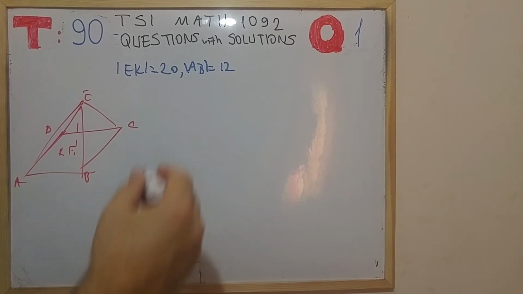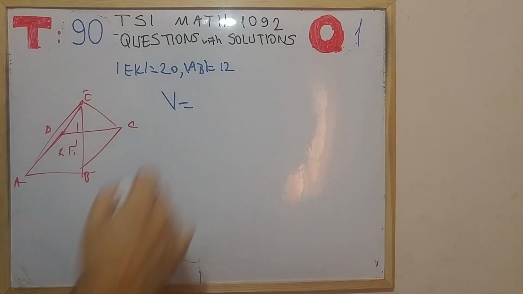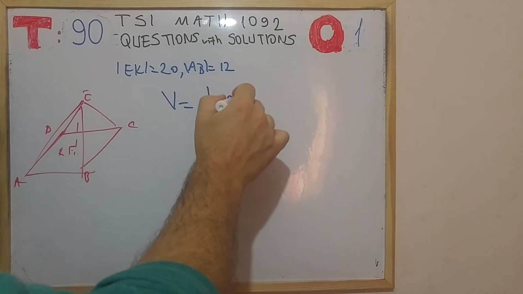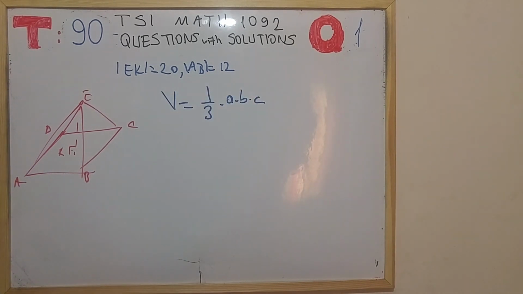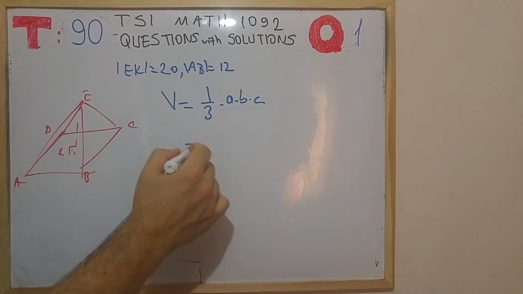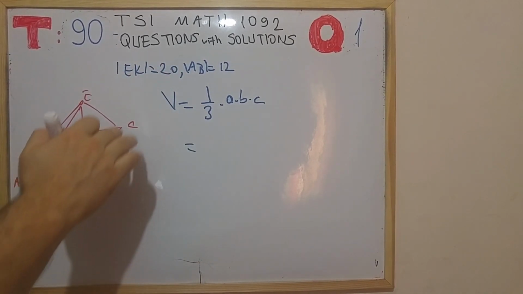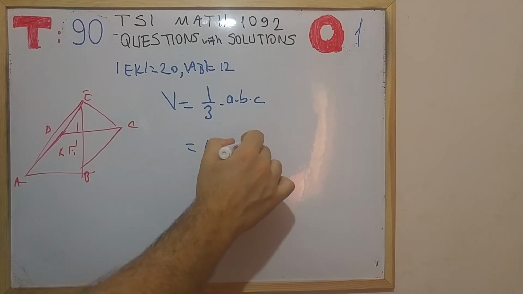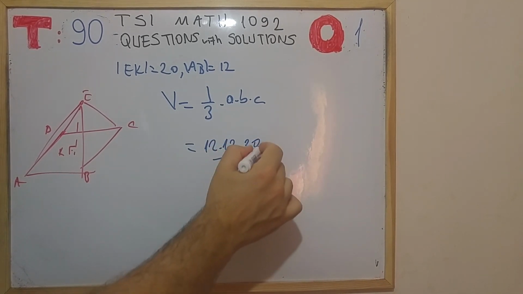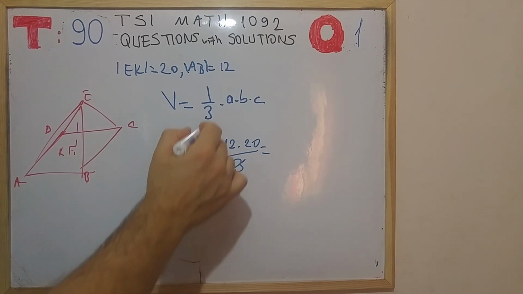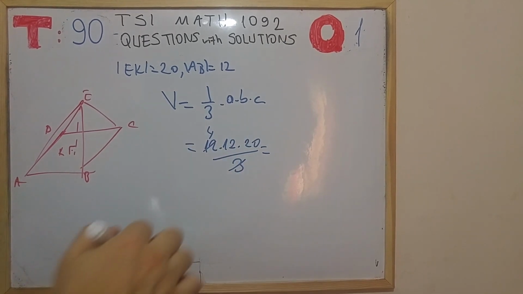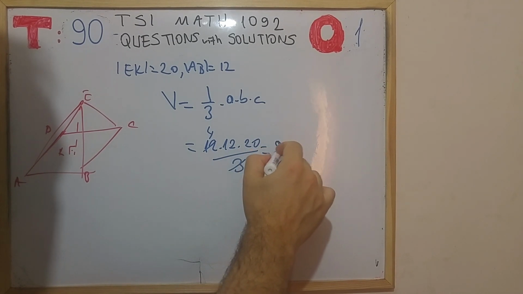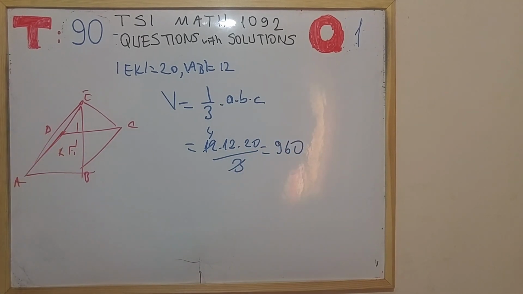You would probably remember that the volume of a pyramid is calculated by 1/3 times the multiplication of 3 dimensions. That is equal to what we have here. AB is equal to BC because this is a square, so what we have is 12 times 12 times 20 over 3. That is equal to, this is going to be 4, and this is going to be 48. So what we have is 960.